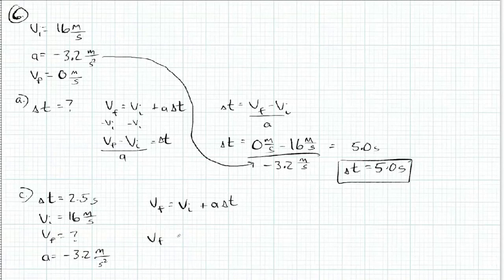So our final velocity at half the time will be 16 meters per second plus negative 3.2 meters per second squared times, now it's 2.5 seconds. That's our time. So final velocity equals 8 meters per second.